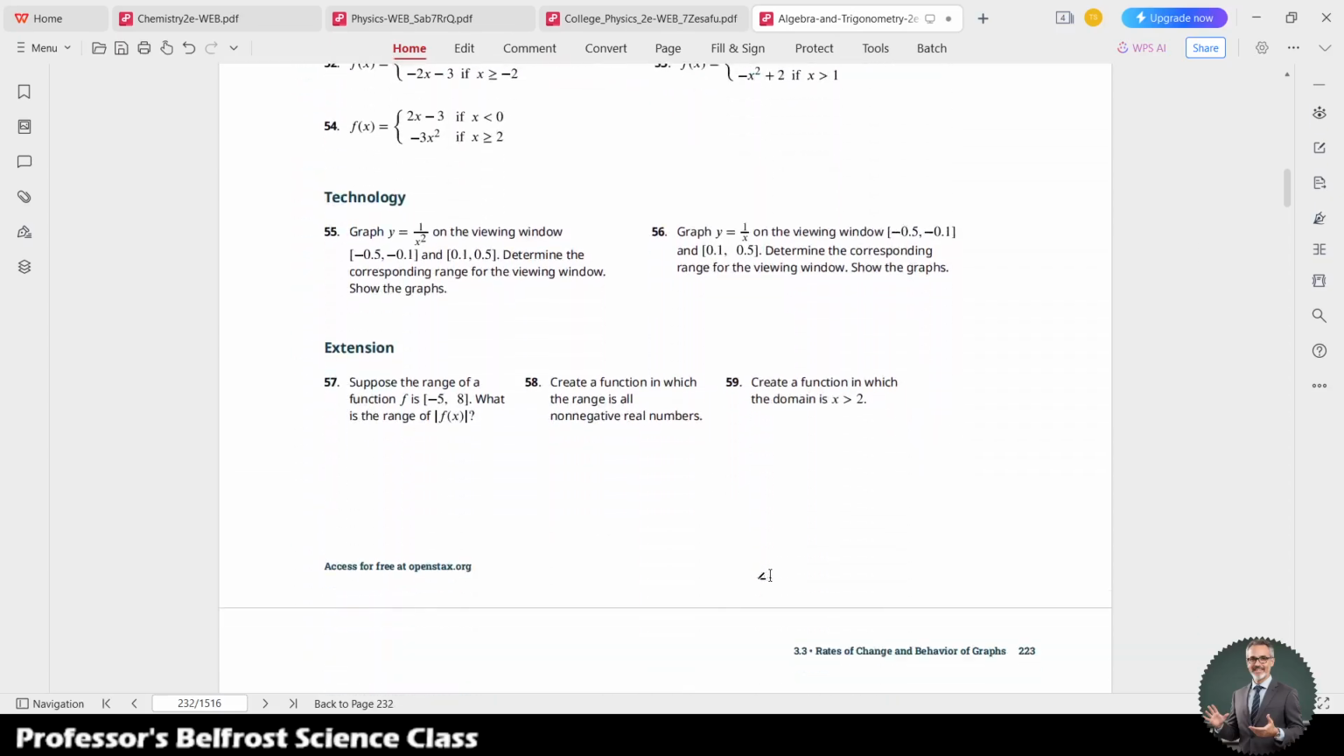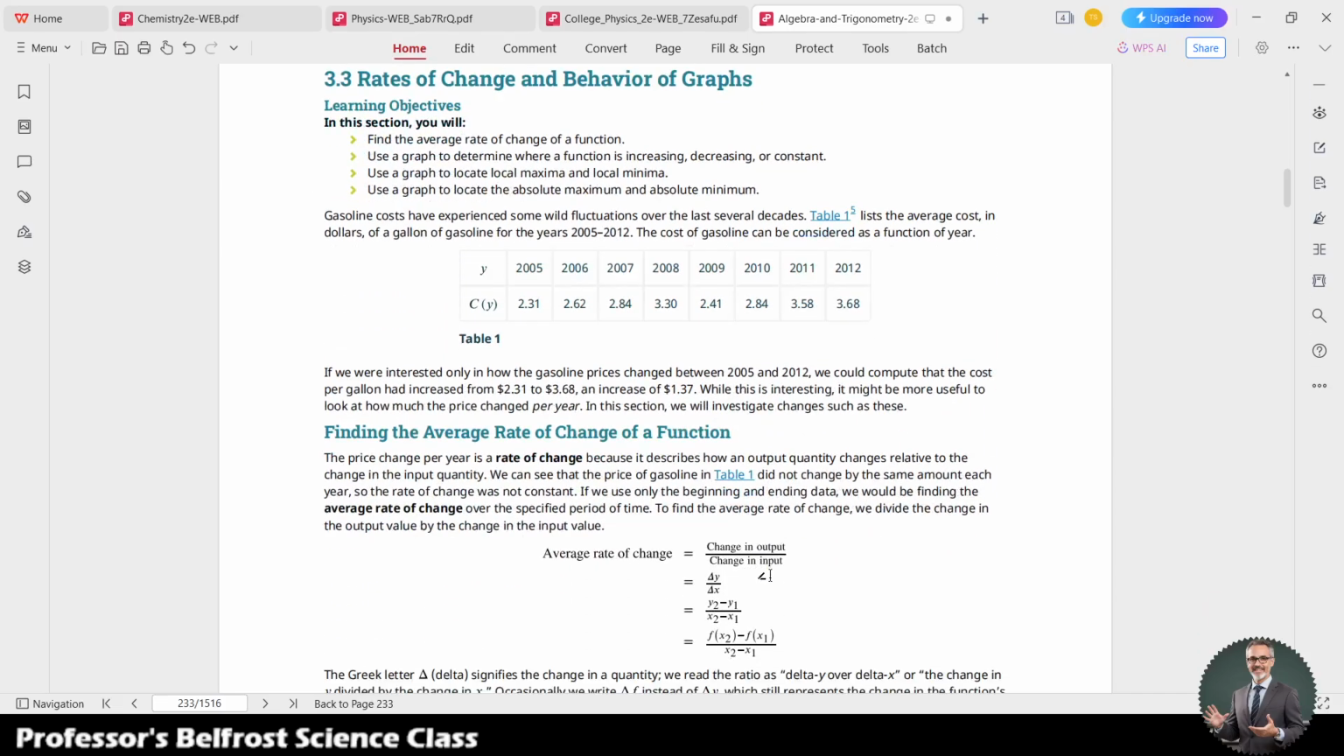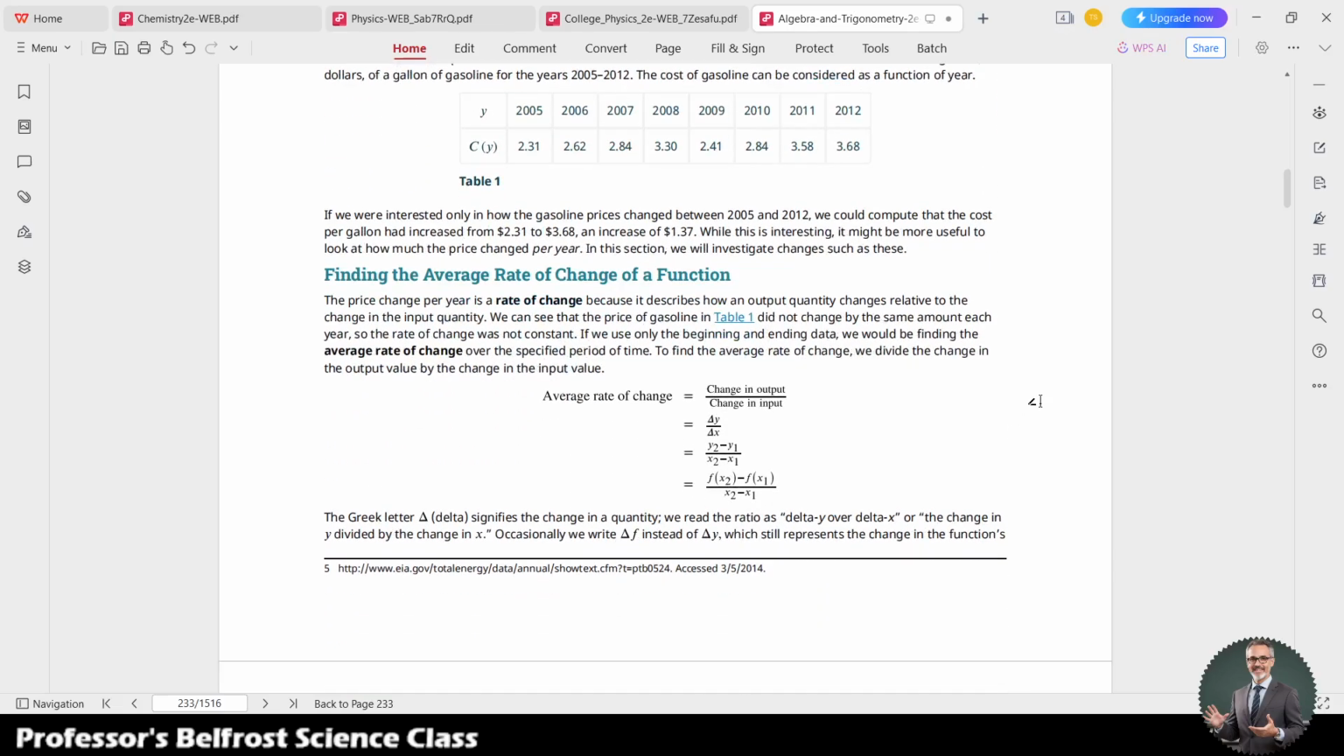Okay, maybe I'll go a little further. Rate of change, okay? Let's discuss a bit about rate of change. So the gasoline cost over the years shows a fluctuation. Finding the average rate of change of a function: the price change per year is a rate of change because it describes how an output quantity changes relative to a change in input quantity.